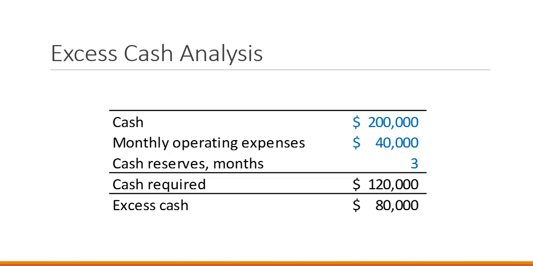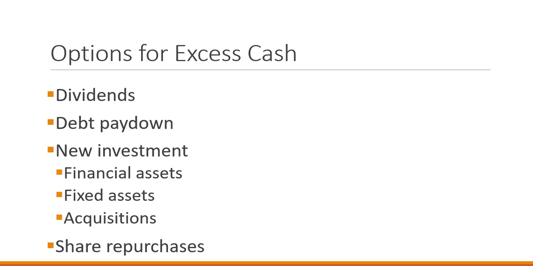For this company, $40,000 of monthly operating expenses times 3 is $120,000, and with a cash balance of $200,000, the excess cash beyond the working capital needs is $80,000. That's the cash that we're looking to put to work in the various options we're going to consider. What are those options? One is dividends, and we will look briefly at the concept of dividends. We'll actually focus more on other options for excess cash.